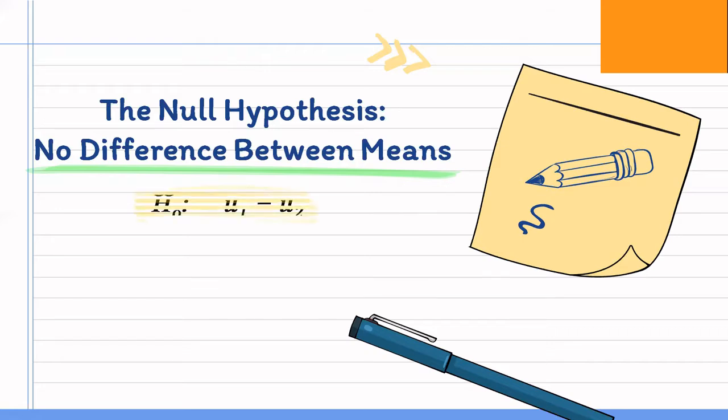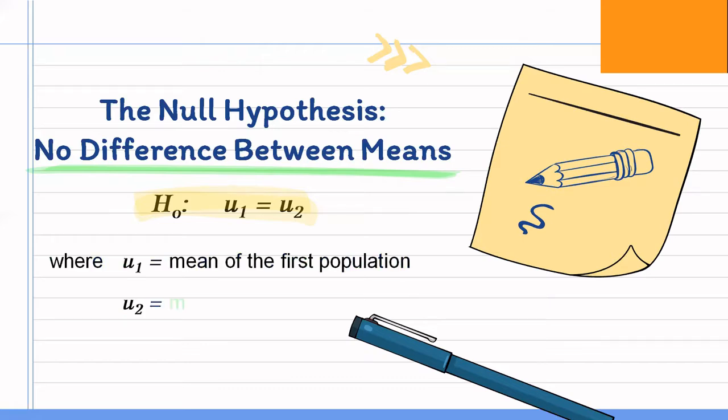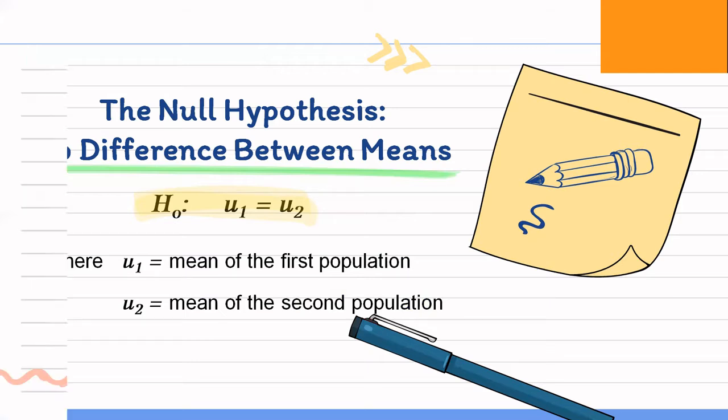In the present context, the null hypothesis can be symbolized as U sub 1 is equal to U sub 2, where U sub 1 is the mean of the first population and U sub 2 is the mean of the second population. Now let's take a look at some examples of how the null hypothesis is being stated.